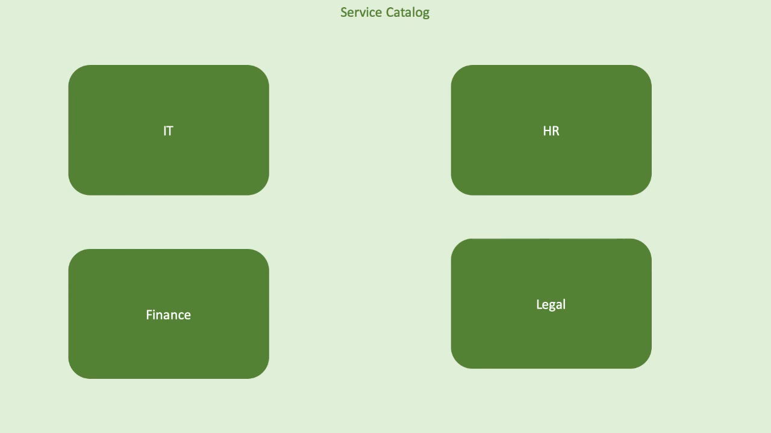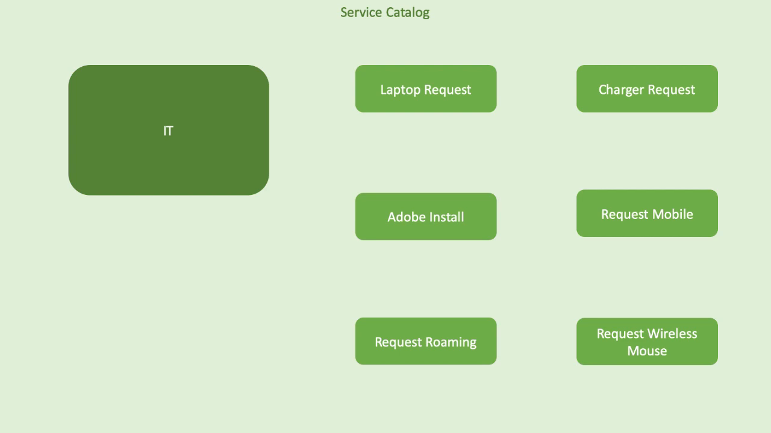Because if I see 50 services in a list, then I might get confused and have to search for the request I need. So that is not user friendly. So what we do is put up high-level categories for different business units. As you have put in IT, HR, the end user will click on that particular category. So if I have a request related to IT, and I click on IT, then under IT, I have different requests like laptop request, charger request, Adobe install request, mobile request, roaming request, wireless mouse request. These are the requests provided by this IT category.